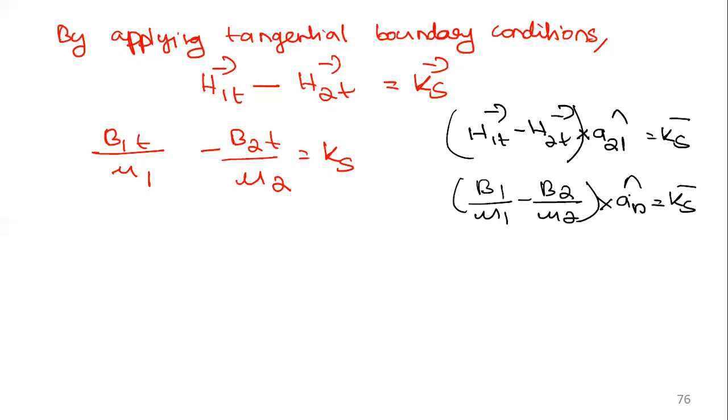The unit vector is a normal vector. So A cross B is AB sine theta, so it will be AB sine 90, so it will be AB itself. Here our B is the unit vector, AN. So that is not making any difference for us, right? Tangential component means it's not making any difference. So from that we can write, and Ks is also given.